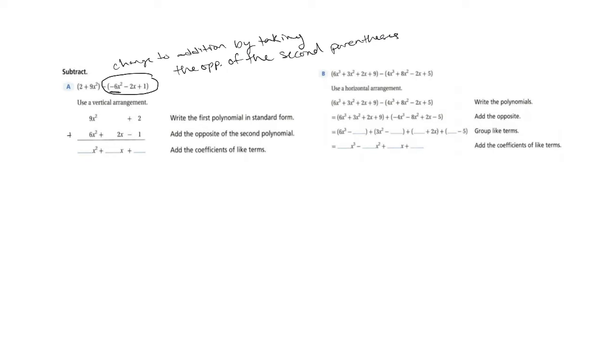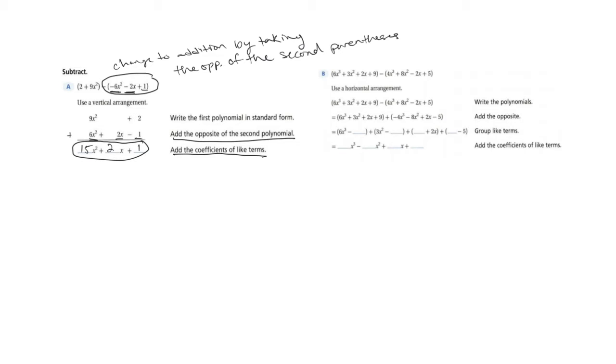So instead of negative 6x squared, now we have plus 6x squared. Opposite of negative 2x is positive 2x. Opposite of 1 is negative 1. Add the opposites of the second polynomial. Now we can just add them. So we add the coefficients like we did for addition. So 6 plus 9 is 15, so 15x squared. 2x, and then 2 plus negative 1 becomes 1.